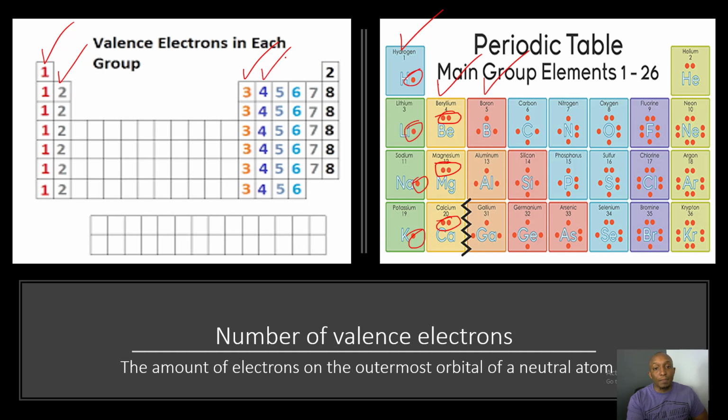Then we move to our next column. All of these have 4 valence electrons. So if you notice, carbon, silicon, and germanium all have 1, 2, 3, 4 valence electrons.